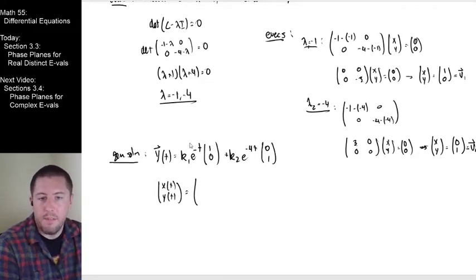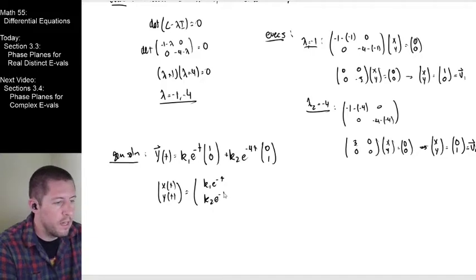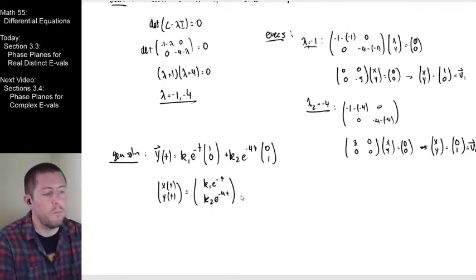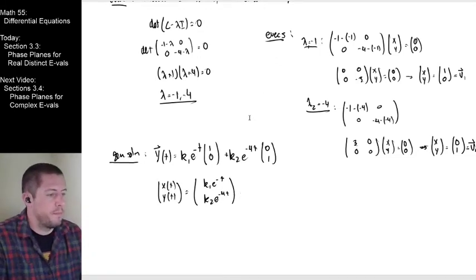Again, notice that when I'm looking for the top parts, there's nothing on the right. When I'm looking for my bottom parts, there's nothing on the left. Those are the things that are getting zeroed out. So it looks like I'm just getting k1 e to the -t and then k2 e to the -4t here. And so I want to try and graph our phase plane.